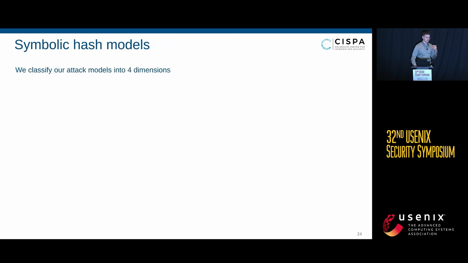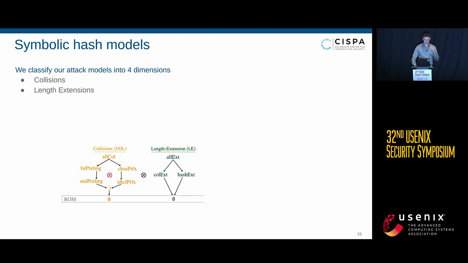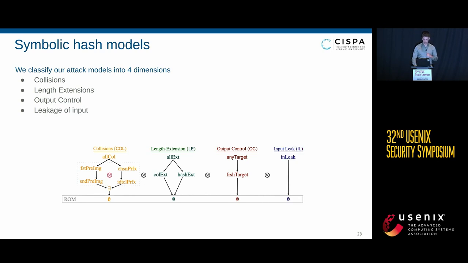So what kind of models did we build for hashes? We started by classifying them into four dimensions, the first being collisions. We saw collisions are happening in the real world, so we also modeled those. We modeled length extension and also the output control, to talk about how much power the attacker has over the output of a hash function, and on the other side, whether the hash function input is leaked or not by the hash function. And you see, we modeled those dimensions as lattices, where at the top are the weakest restrictions we place on these functions, and at the bottom, we have the strongest restrictions.